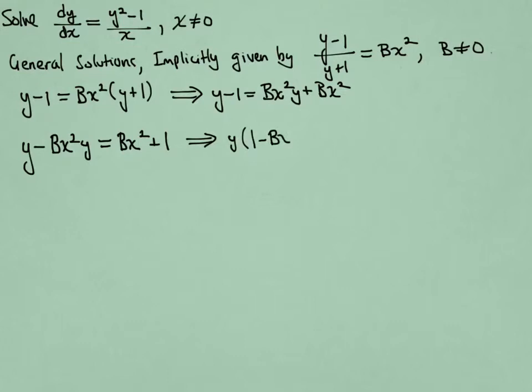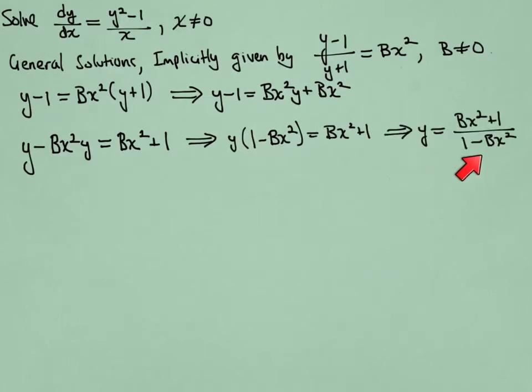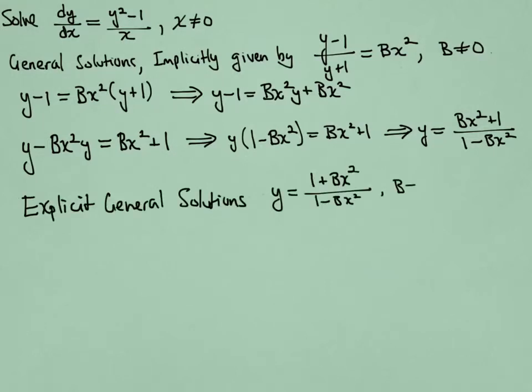Let's factor the y out of the left side. And then we're going to divide by the factor of 1 minus bx squared to solve for y. And so right now I have an explicit general solution. Y is equal to this rational expression where b is some non-zero constant.